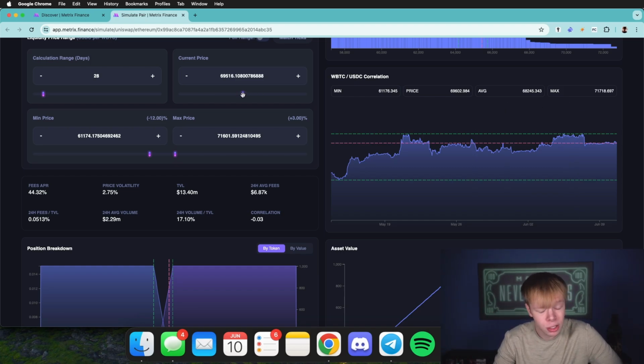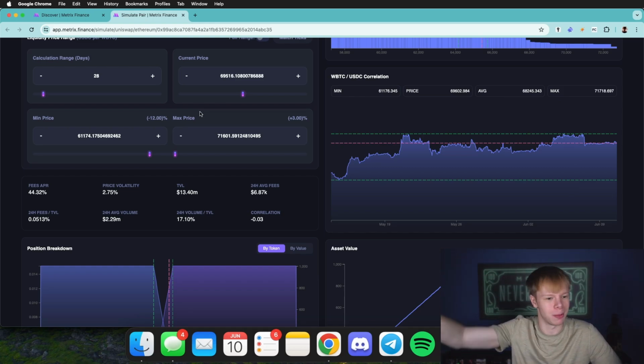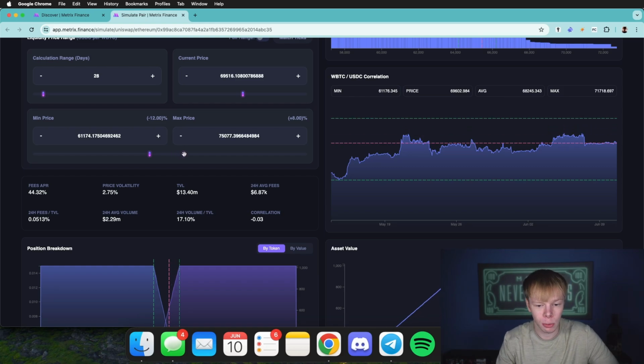I could if I want to, but it's not logical to do that because when we go and actually deploy, we can't move the current price. The current price is going to move how the current price is going to move. We just want to up that max price until we get some buffer room.